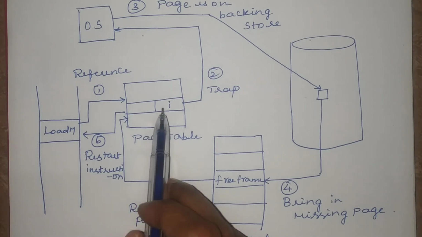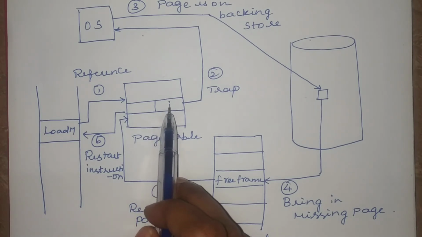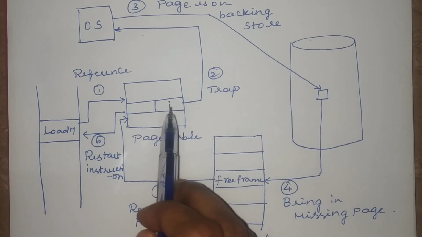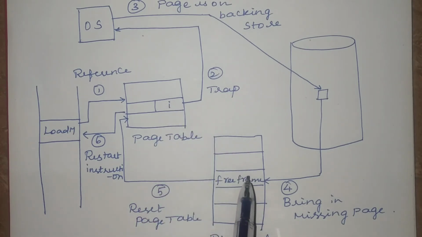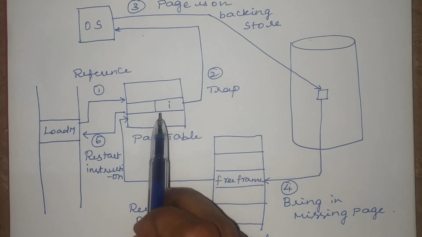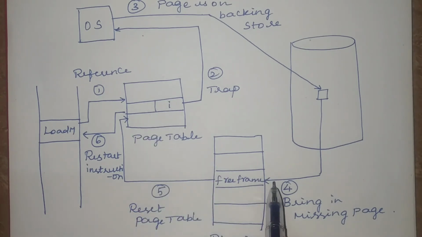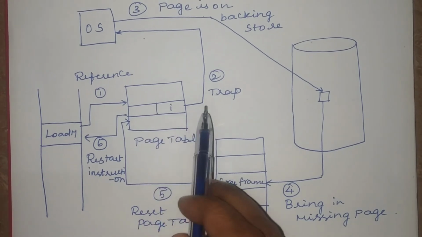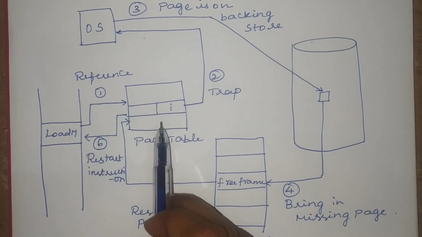If it is showing an invalid reference, then it means the page is not available in the physical memory. If it is showing a valid reference, which means the page will be available in physical memory. So with the help of this page table, we can easily find out whether this page is available in physical memory or not. Suppose it is not available, what will it do? The first step is referring to the page table.